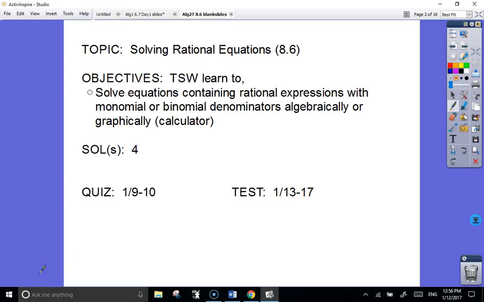Okay, so now we're doing the last part of rational functions, which is how do you solve rational equations?